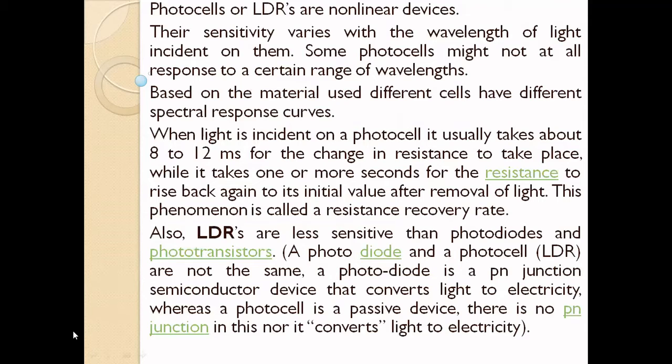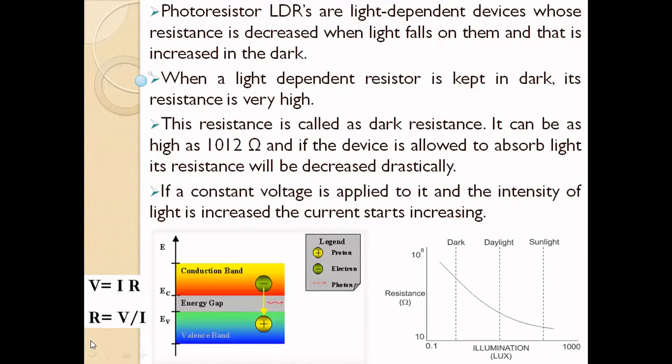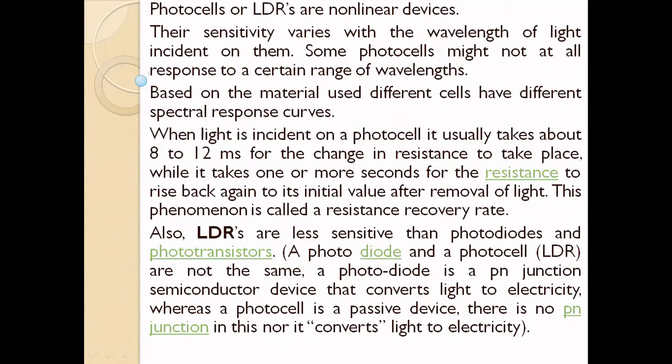Here the photocells are called non-linear devices. So what is a linear device? You can see the graph. You are increasing the light and automatically the resistance value decreases, but it is not a straight line. So it is called a non-linear device. The sensitivity depends upon the wavelength and the materials used. There are various types of semiconductors used in the LDR. Depending upon the semiconductor and the wavelength, the sensitivity of the LDR will be different.